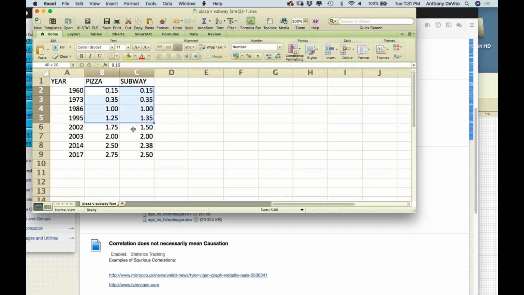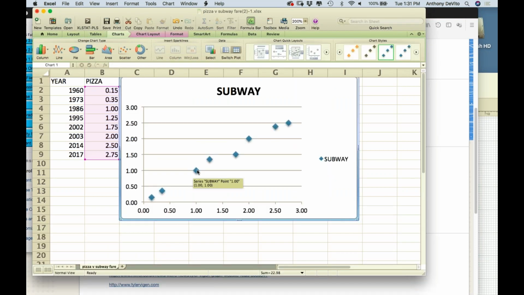I'm going to click scatter plot, and I'm going to click OK. Okay, here we go. This is what it looks like, right? In other words, here's 15 cents and 15 cents. Here's whatever year it was. I didn't include that in my graphics, but this is the year when it was a dollar. Each one of them was a dollar. Here in 1995 or something like that, the subway fare was $1.25.